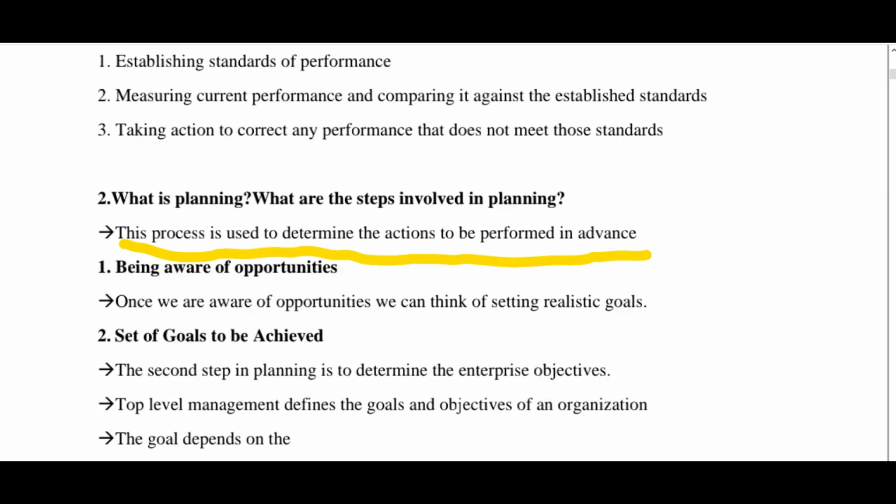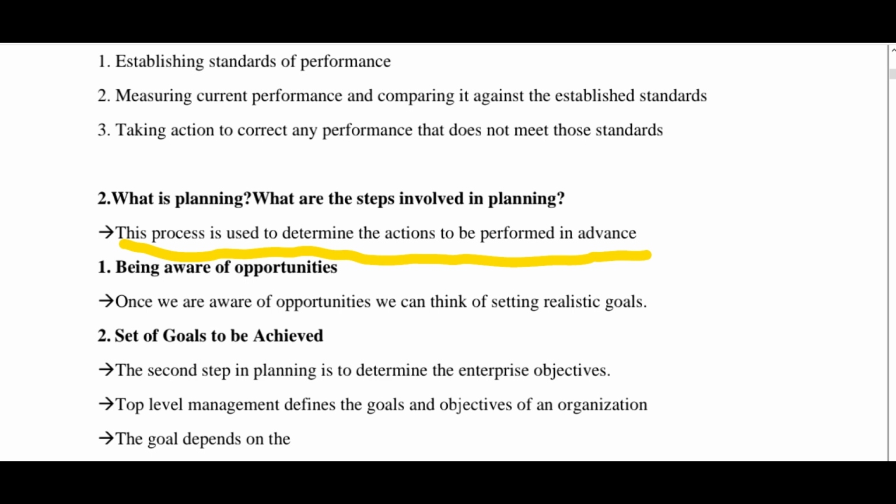In this type of question, the main heading and the main subheading must be highlighted properly, and the rest you can scribble anything related to this topic, which can get you the total marks. The first step involved in planning is being aware of the opportunities.